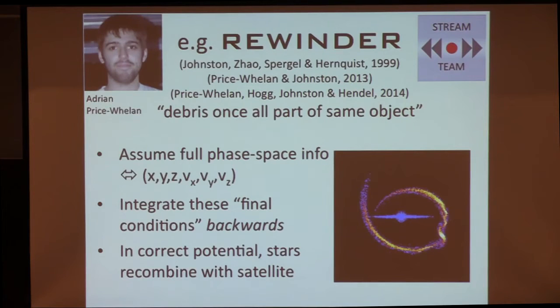Now, of course, in the real universe, I don't know the mass distribution. However, we are hopeful that we're going to get this information for stars in the observed streams. If we assume a mass distribution for the Milky Way and integrate these conditions backwards, and it's the wrong mass distribution, then these stars won't combine with the progenitor object. To give you an example of that, what Adrian did was take the endpoint of a simulation and do the backwards integration in the correct potential, and then do the same thing in the incorrect potential. So this is just a fun illustration.